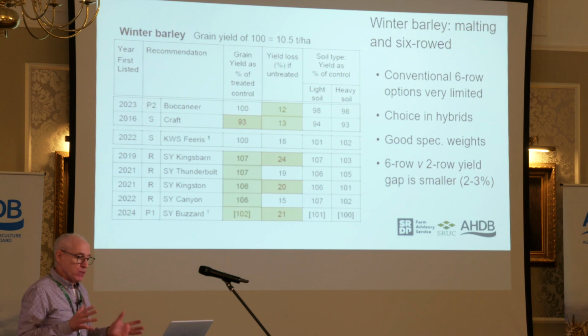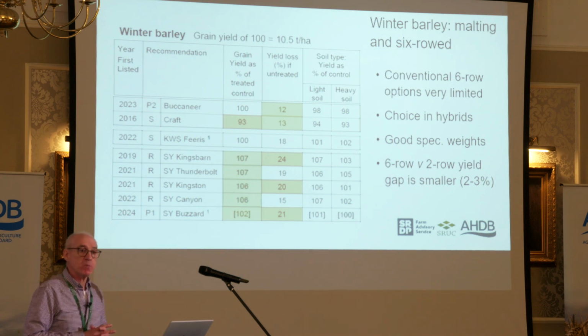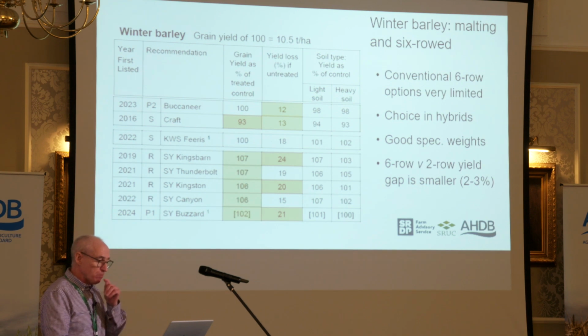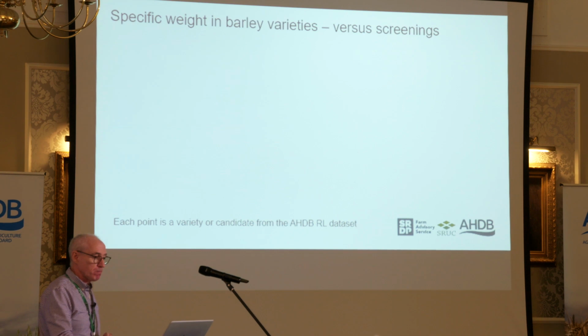The gap between the 2 rows and the 6-row hybrids is closer than it has been. Okay, but the hybrids still have the edge when it comes to the very highest yielding crops. But bear in mind that this can put pressure on stem strength, okay, and some of these varieties can be quite weak for that feature.